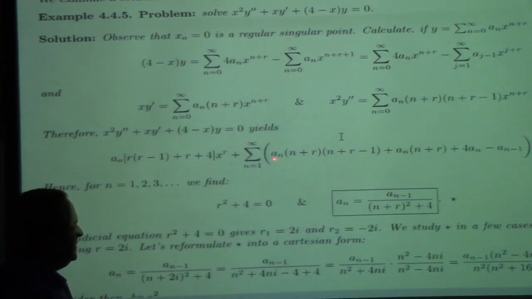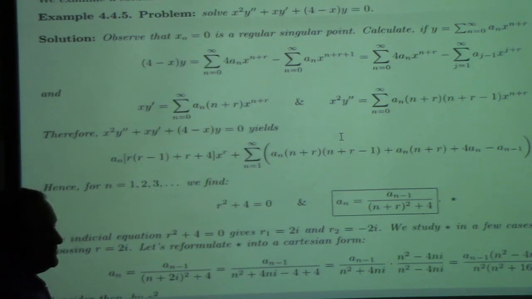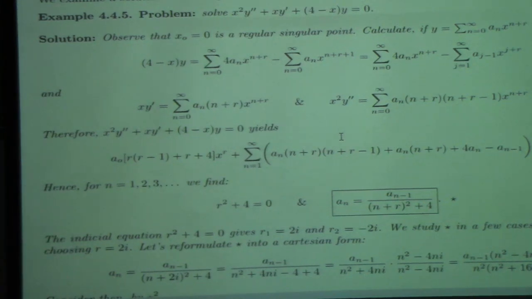Anyway, so here it is, and then you've got a relation between a sub n and a sub n minus 1. So you solve for a sub n in terms of a sub n minus 1, and you get this. And then we're off to the races, because we know that r is equal to plus or minus 2i, and I can put that in there to derive the relation between the different a's.